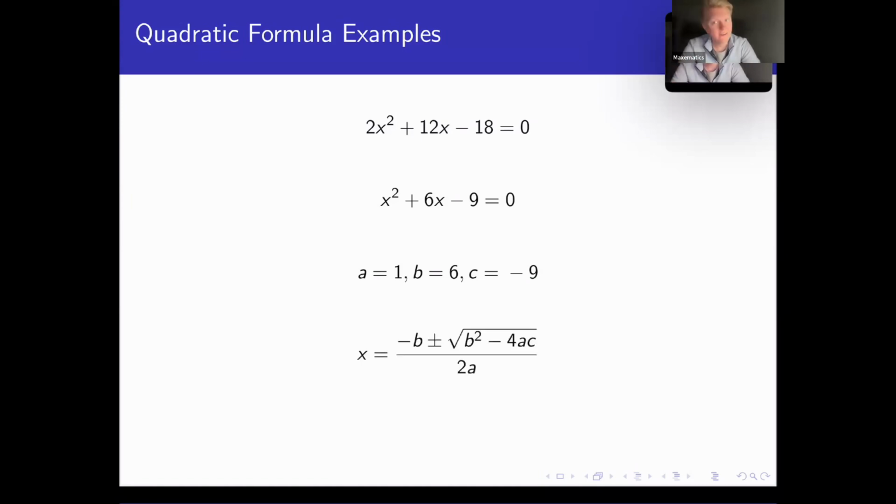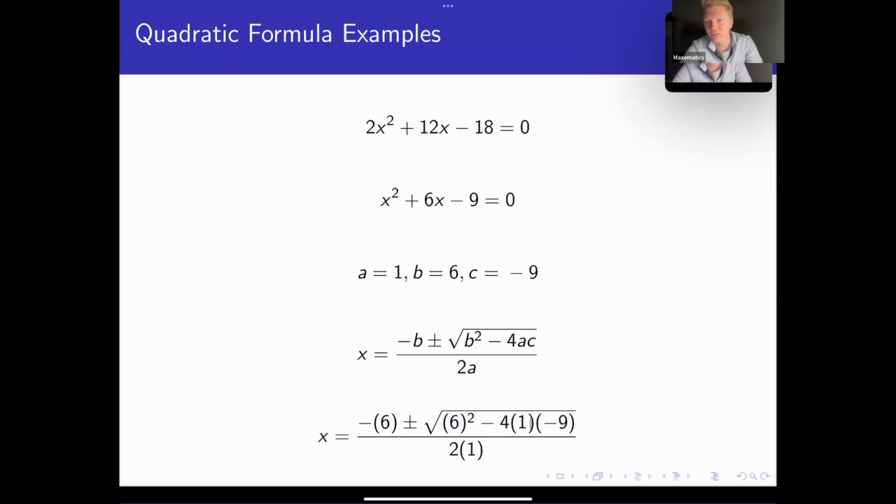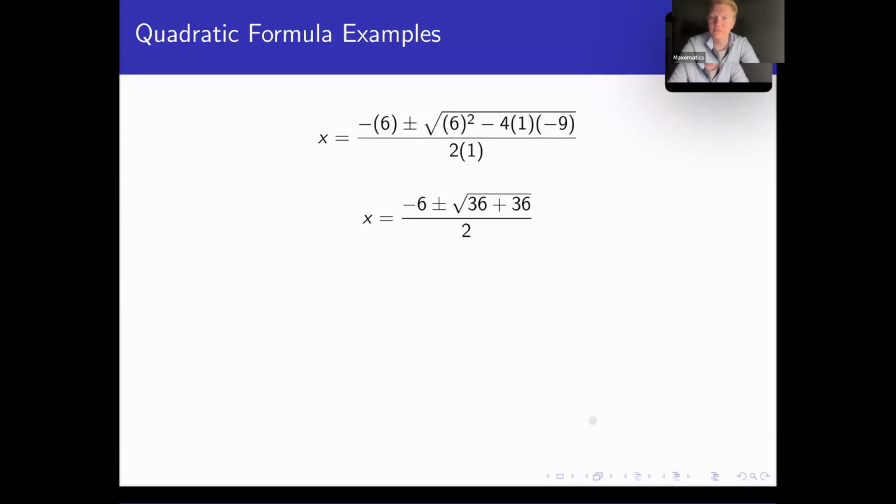Okay, so again, plug it in. A is 1, B is 6, C is negative 9. 6 squared is 36. Negative 4 times 1 times negative 9 is positive 36. 36 plus 36 is 72, and the square root of 72 is 6 square root of 2. So even though you don't get a perfect square on the inside, doesn't mean it's not simplifiable. I think that's a word. So the square root of 72 is 6 square root of 2.